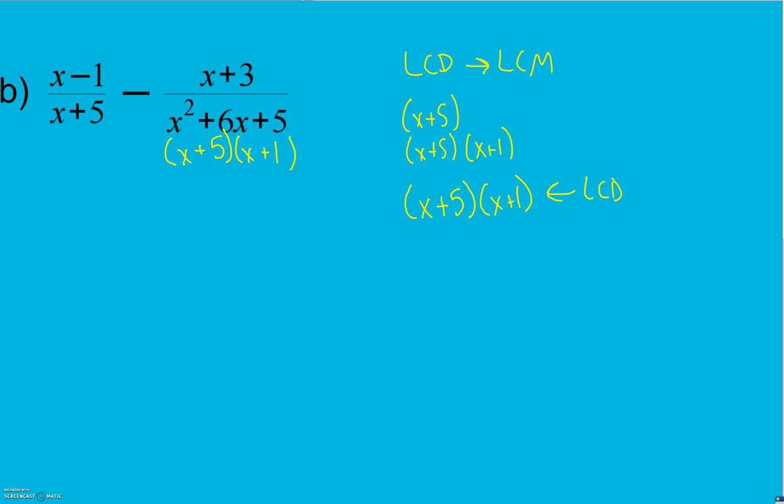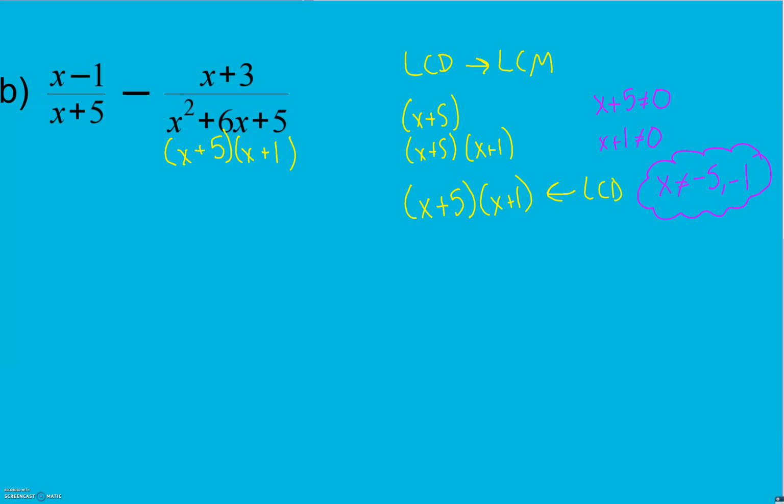Once I find that, I'm also going to find my restrictions on my domain, because no part of my denominator can equal 0, which means x plus 5 can't be 0, and x plus 1 cannot be 0. No factor in my denominator can be 0 because I cannot divide by 0. Subtract 5 and subtract 1. Those are the restrictions on my domain.